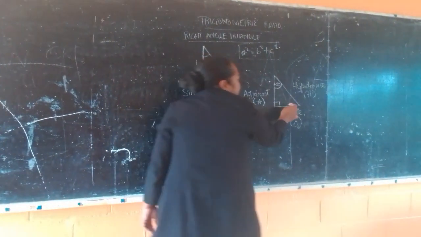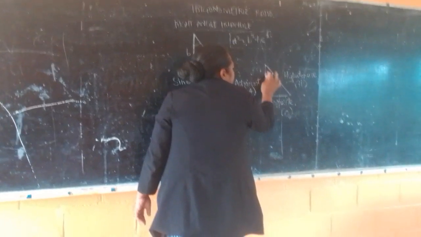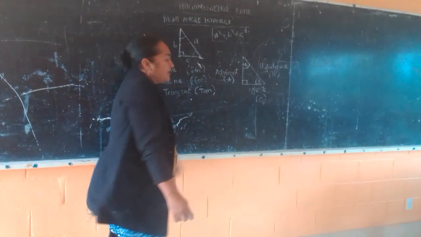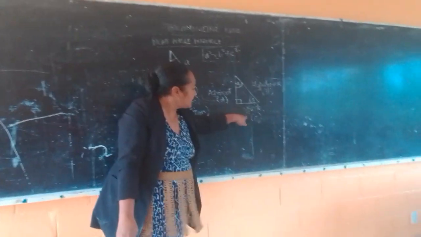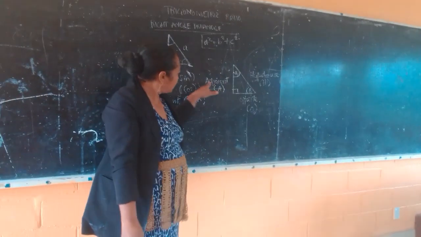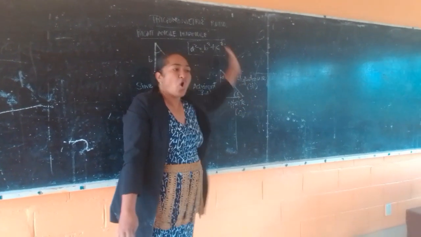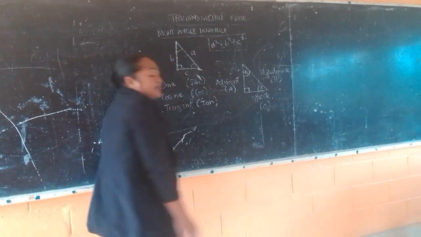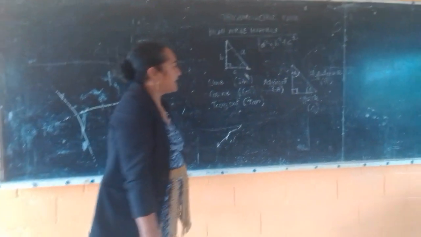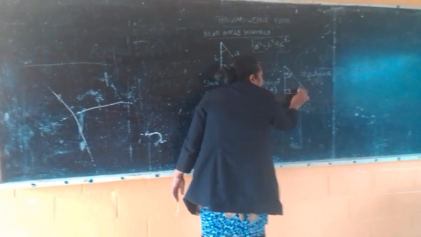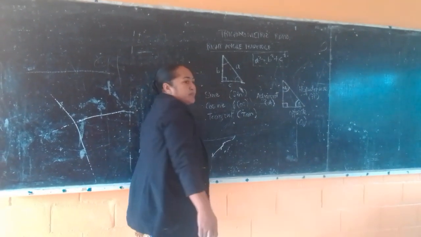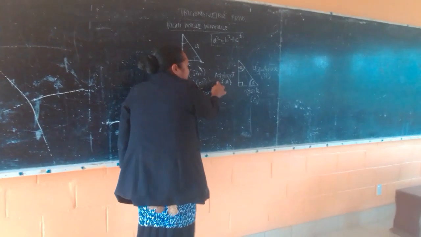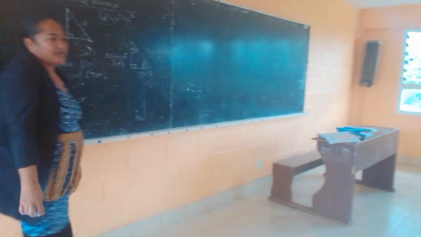If the angle is given on this side, let's say we put A here, and then we put B here. If we're dealing with angle A, this will be the opposite and this will be the adjacent. This will always be the hypotenuse, opposite the right angle. But if I say let's use angle B, then this becomes the opposite and this becomes the adjacent.